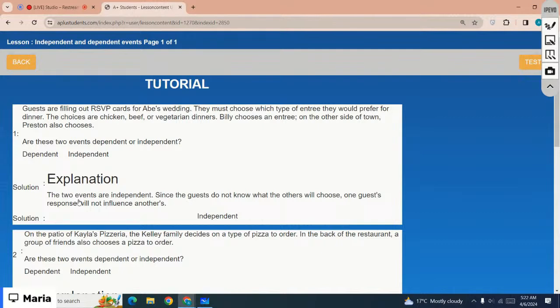They are independent events, right? Because the two events are independent since the guests do not know what others will choose. One guest's response will not influence another's, right? So that's why they are independent events, right?